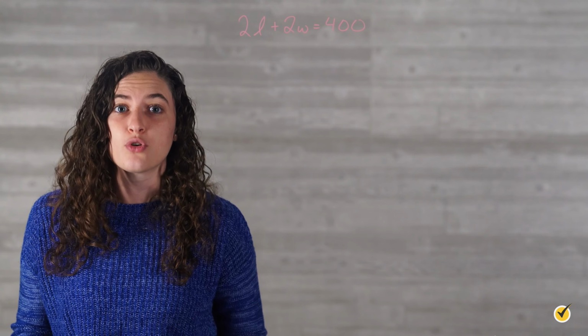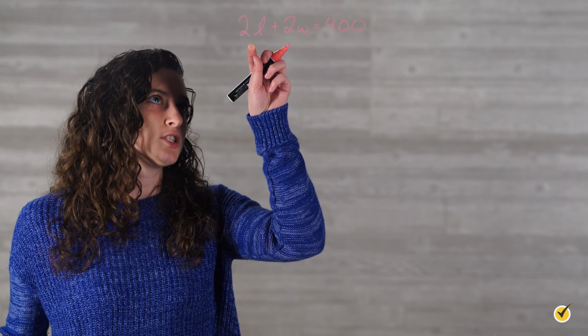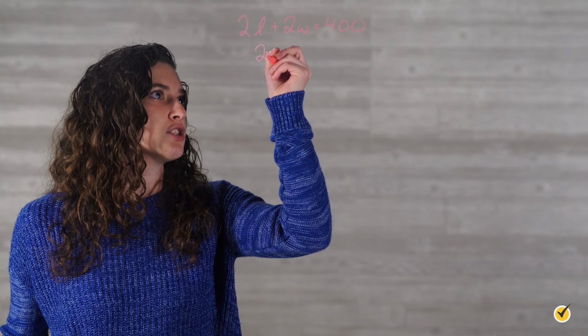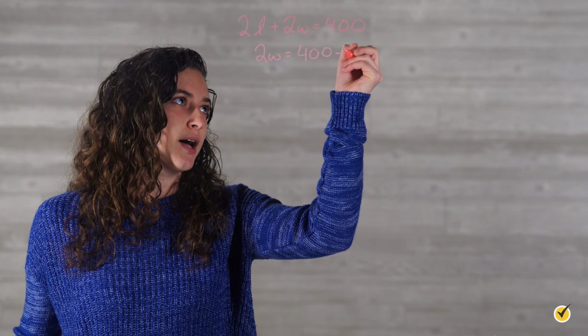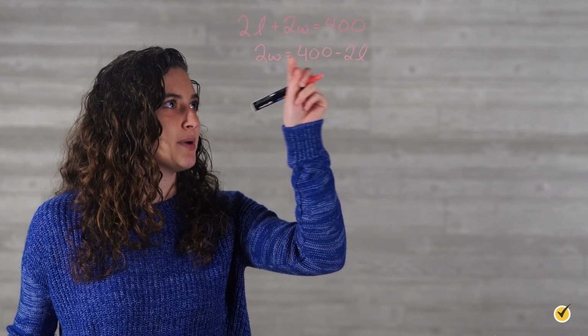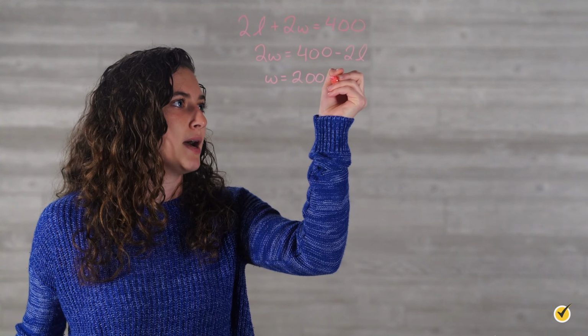Area of a rectangle is of course equal to length times width, but in order to find a critical point, we need to write a function for area in terms of only one variable. Let's use L as that variable, and we'll solve for W in terms of L to make the area function. So we're going to solve for W by subtracting 2L from both sides. So we'll get 2W is equal to 400 minus 2L. And then we'll divide by 2 on both sides to get W is equal to 200 minus L.